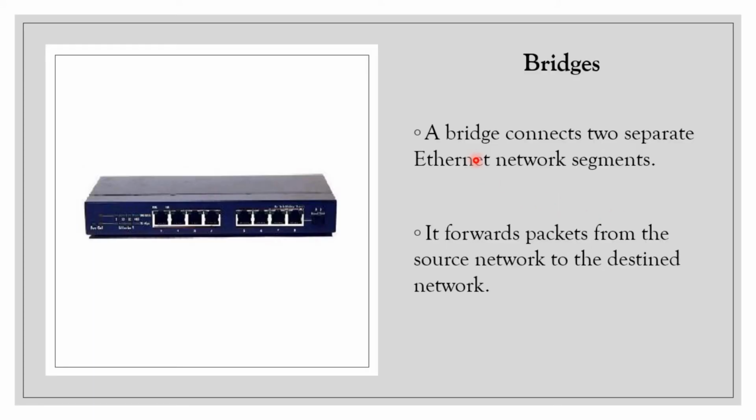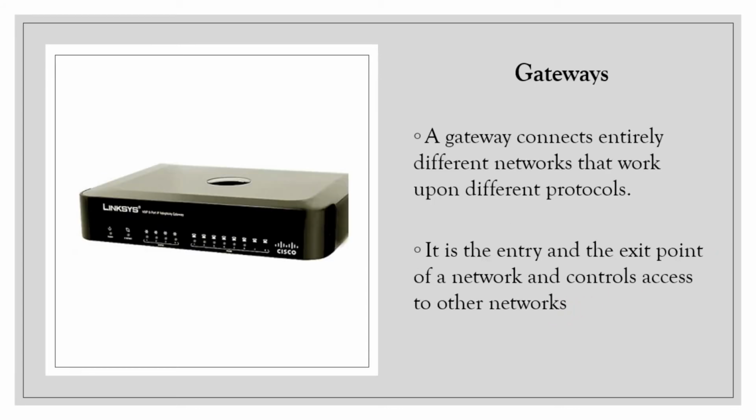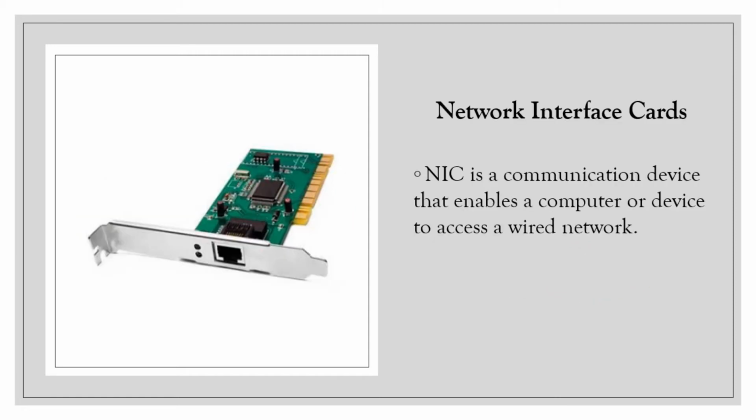Bridges. A bridge connects two separate Ethernet network segments. It forwards packets from the source network to the destined network. Gateways. A gateway connects entirely different networks that work upon different protocols. It is the entry and the exit point of a network and controls access to other networks. And Network Interface Cards, or NIC. It is a communication device that enables a computer or a device to access a wired network.